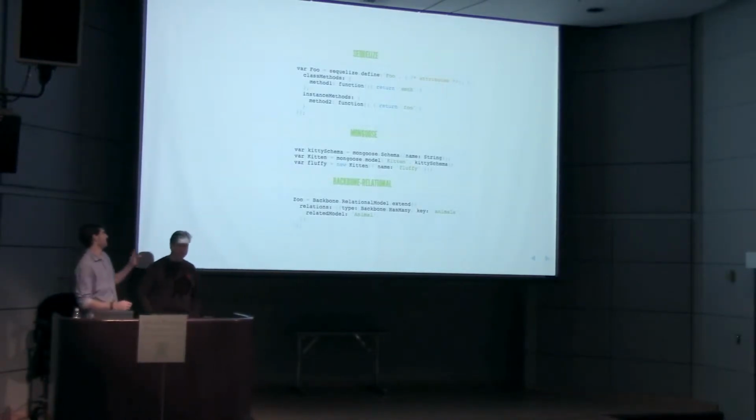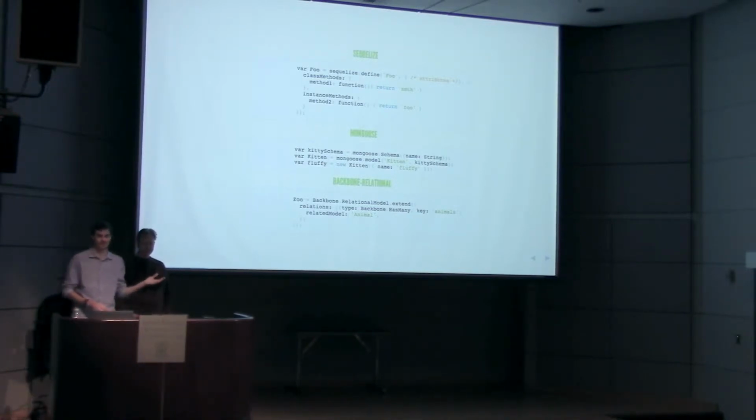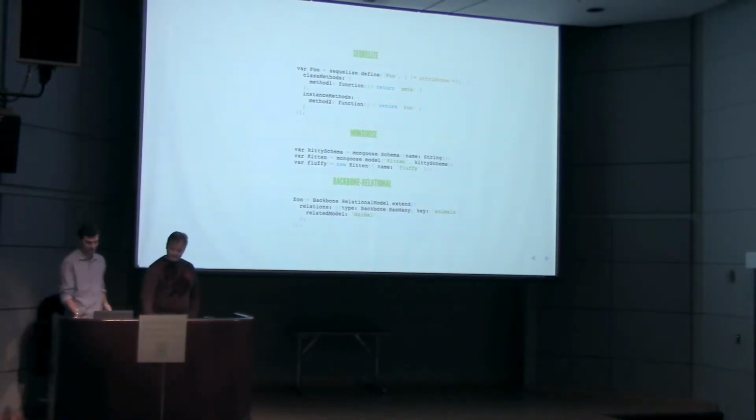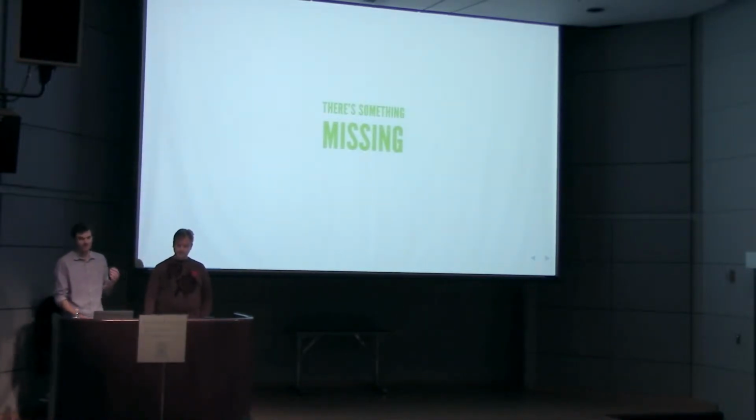So here's some examples. Pulling data out of Sequelize with Node. Doing the same with Mongoose. And Backbone Relational on the client. It's yet another way to model your data. So we figure there's something missing here.